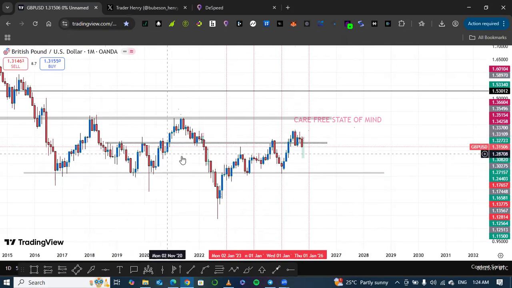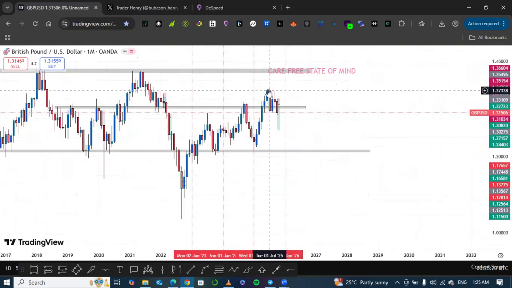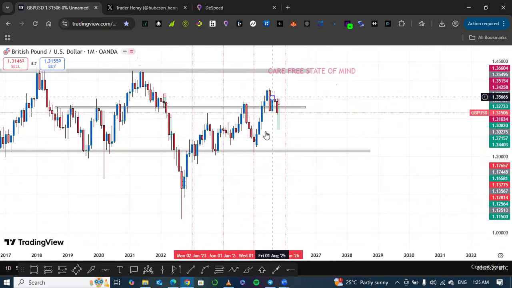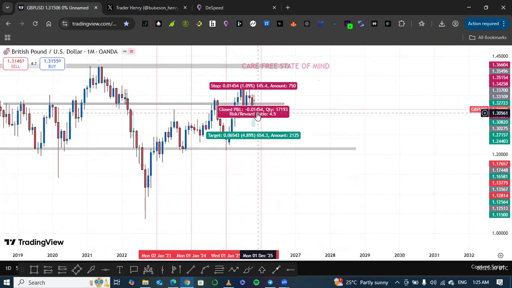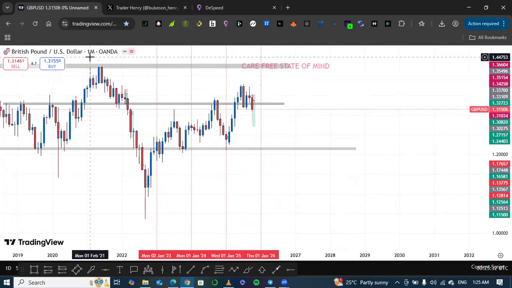So this is a manual level, and looking at the type of pattern price has printed on that manual level, this is a reversal pattern on the monthly. And this October candle has already closed very bearish like this.